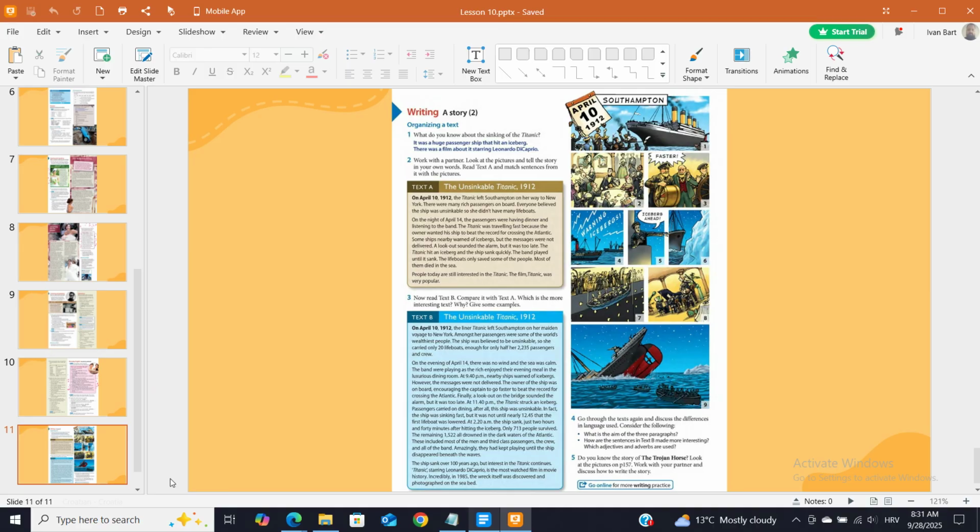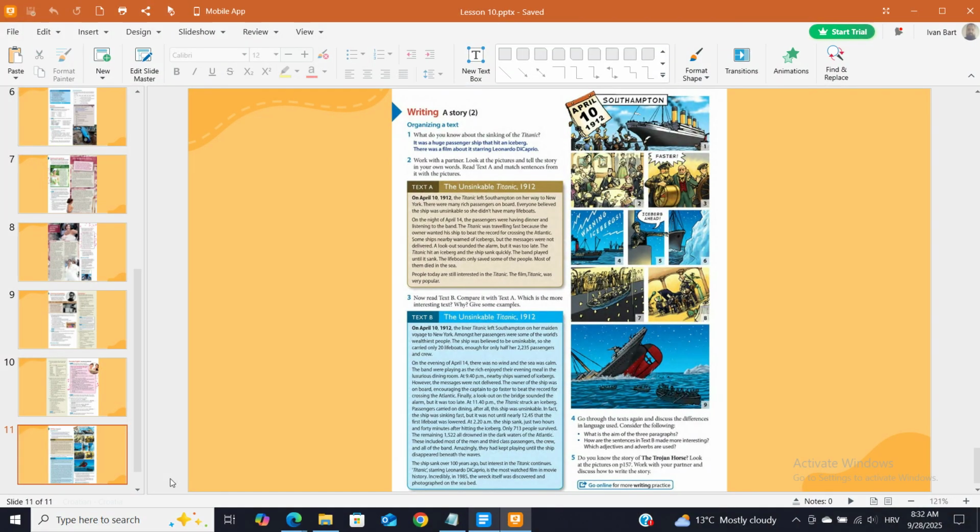Text A. The unsinkable Titanic, 1912. On April 10, 1912, the Titanic left Southampton on her way to New York. There were many rich passengers on board. Everyone believed the ship was unsinkable, so she didn't have many lifeboats. On the night of April 14th, the passengers were having dinner and listening to the band. The Titanic was traveling fast because the owner wanted his ship to beat the record for crossing the Atlantic. Some ships nearby warned of icebergs, but the messages were not delivered. A lookout sounded the alarm, but it was too late.